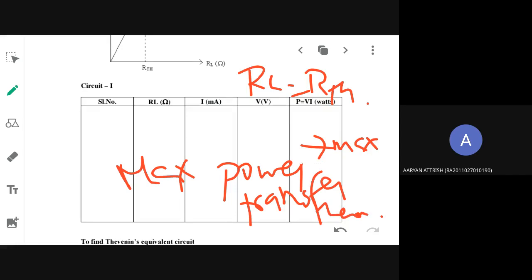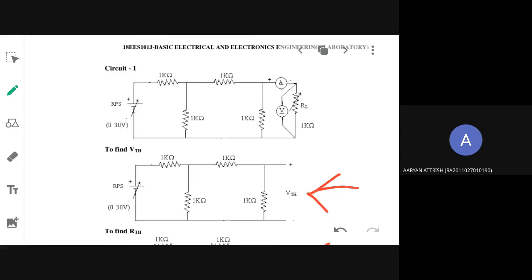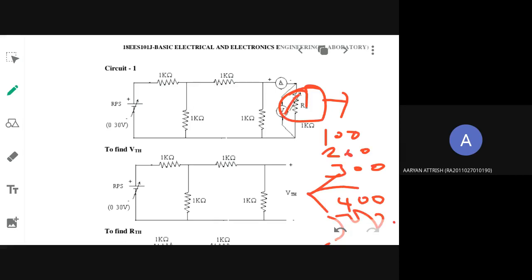You will vary this RL. In the circuit, you are having this load resistance RL, no? In reality, you will be using a decade resistance box. You will fix it at different values and observe the voltage and current with the help of the voltmeter and ammeter. But you are not going to do it in real time, so you will do all these things in simulation. There is a variation symbol that is given. You will fix it at some values: 100, 200, 300, 400, 500. Every time you will measure the voltage and the current and tabulate it.